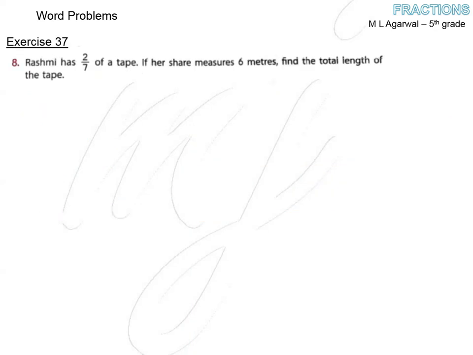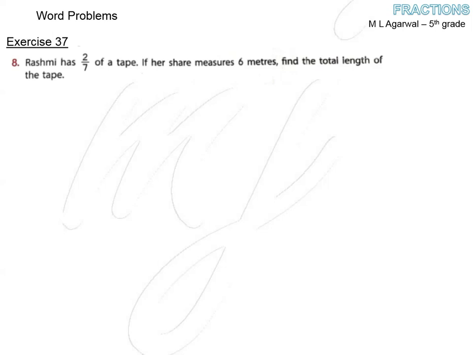Okay. Now we come to another problem. Rashmi has 2/7 of a tape. If her share measures 6 meters, find the total length of her tape. Now here we will go back to using a variable quantity, because the question is in such a way that we have to use a variable quantity.